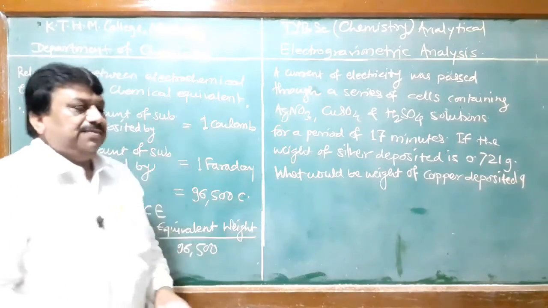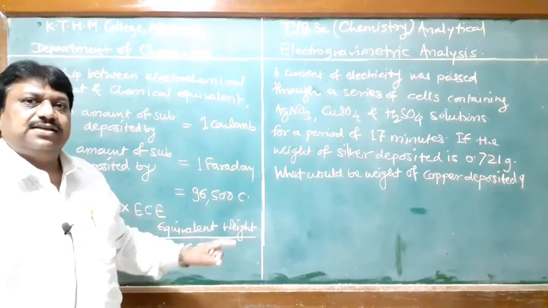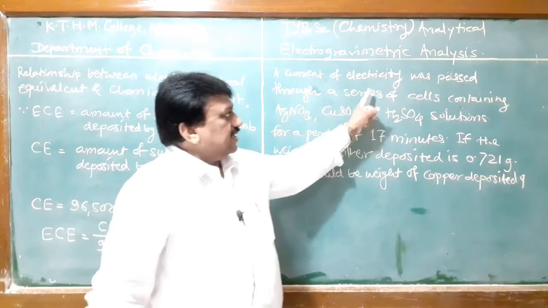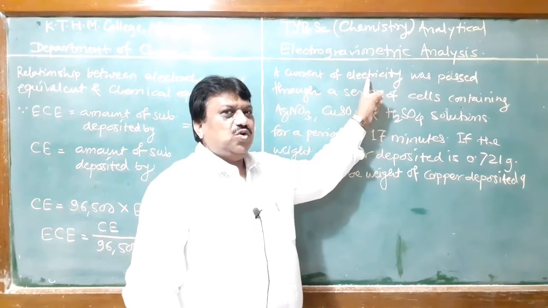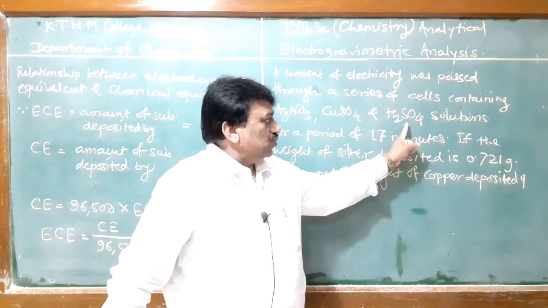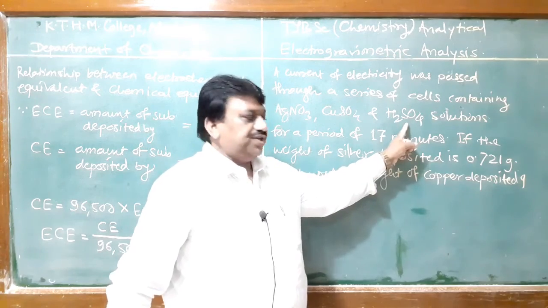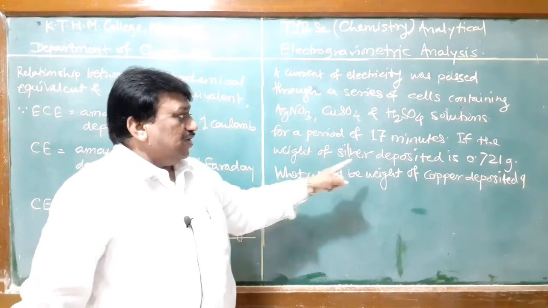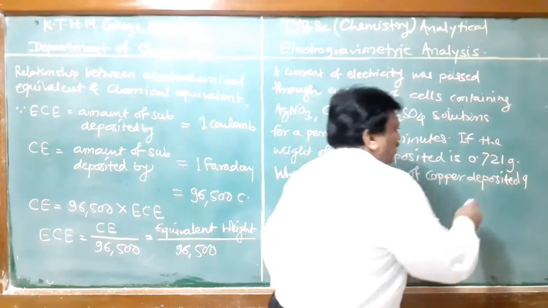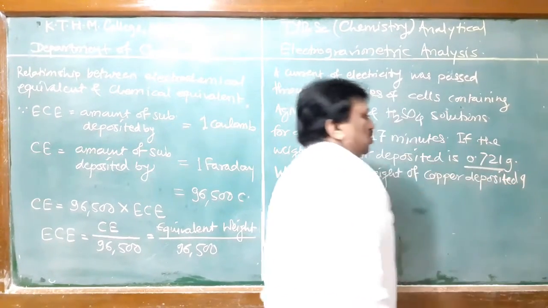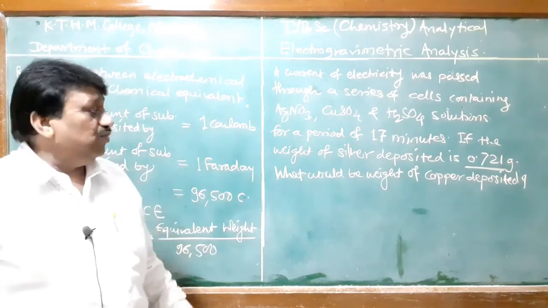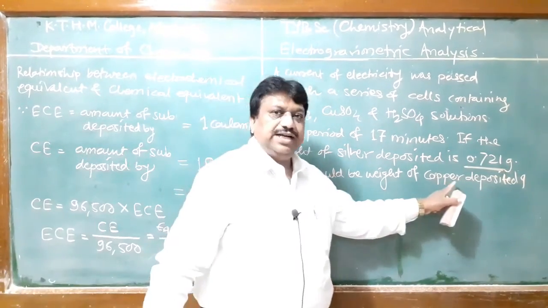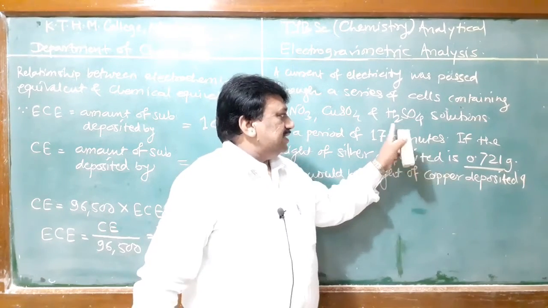Now this is a problem based on Faraday's second law of electrolysis. In this case, a current of unknown magnitude is passed through different electrolyte solutions for 17 minutes. Here the amount of silver deposited is 0.721 gram. Then we have to find out what would be the amount of copper deposited with the same quantity of electricity.